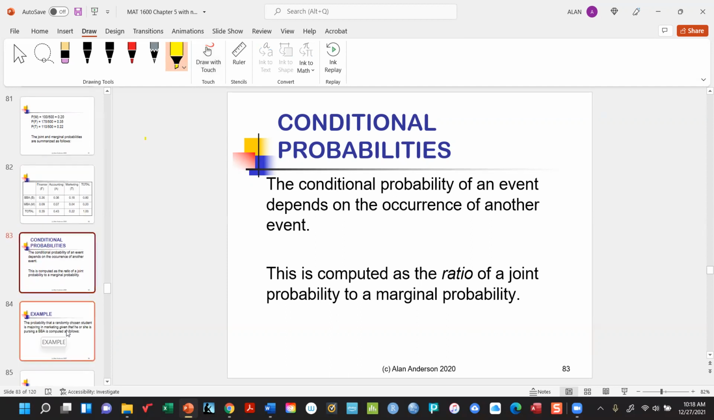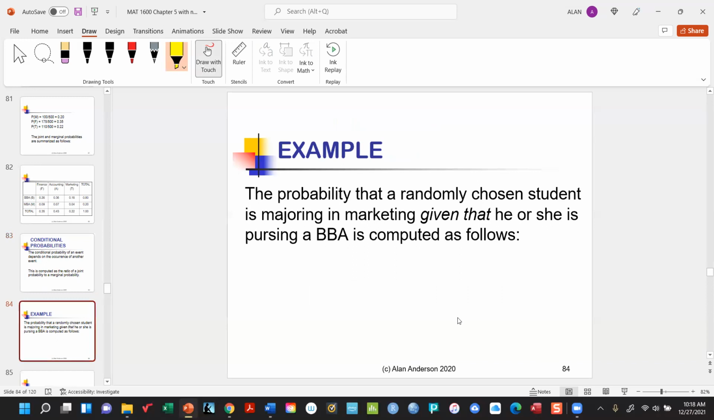All right, so let's start with this one. And again, using the business school example, what if when I choose somebody for the alumni magazine, I don't randomly choose them from the entire student body or the entire business school, I should say. Instead, what if I only choose a student at random from the students who are getting their bachelor's degree? In other words, I completely ignore the MBA students. I go out of my way to pick somebody who I know is getting their bachelor's degree.